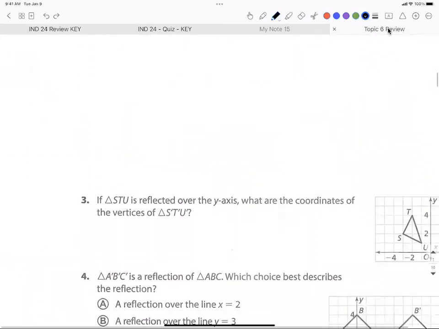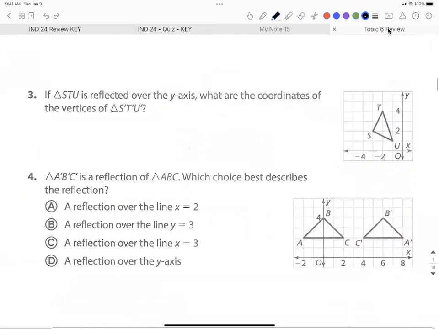All right, 6-2. 6-2 was reflections. Not really much to say on this. Just make sure you read each one, follow the directions. Number 4, they're just asking you to pick the line of reflection. I would draw it in there and then decide if you're picking A, B, C, or D.